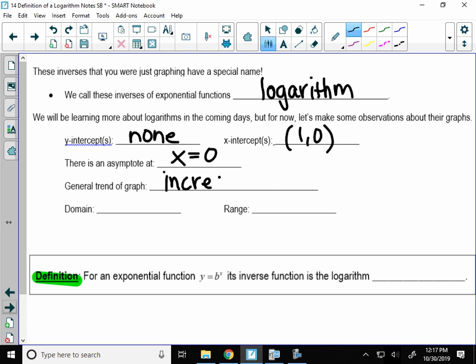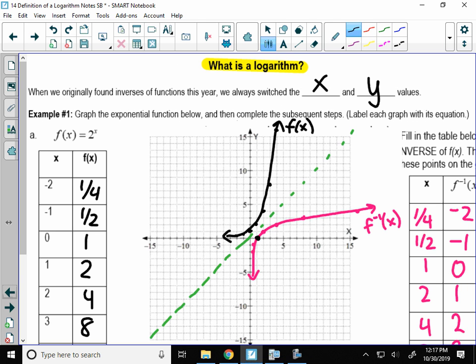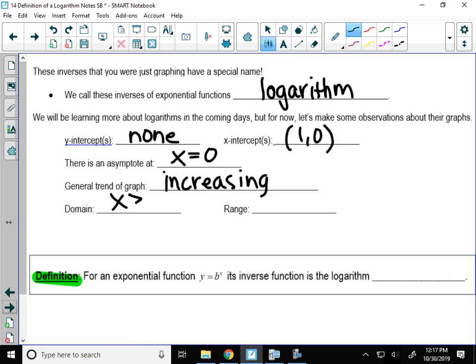And we talked about this a couple minutes ago. What do you think is the domain of that pink graph? 0 to infinity, or all the x's greater than 0. Right? You can write it two ways. Either 0 to infinity, or all those x's bigger than 0, because you can't be negative because there's that asymptote at 0. And what was the range? Negative infinity to infinity, all real numbers.